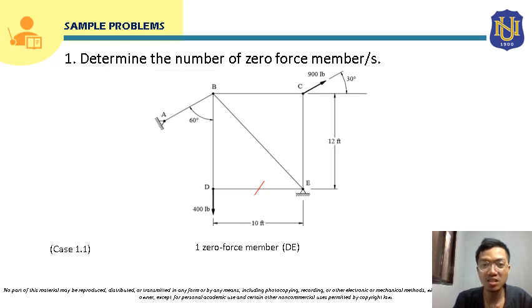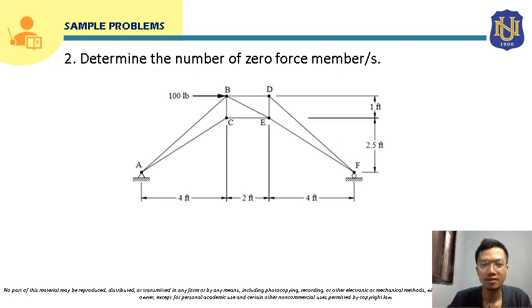So that will be the answer for this problem. There is one zero force member here, and that is member DE. So we will now proceed to sample problem number 2. We are going to determine the number of zero force members for this given truss.